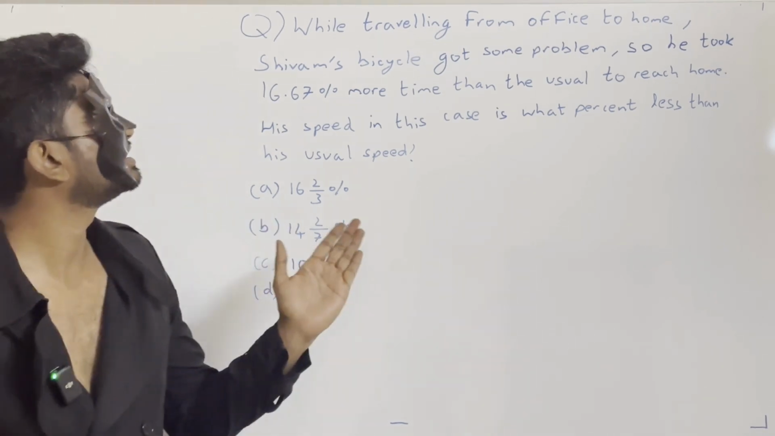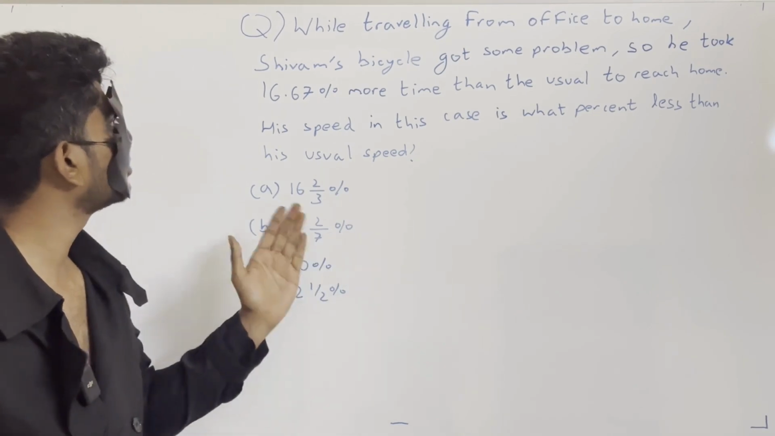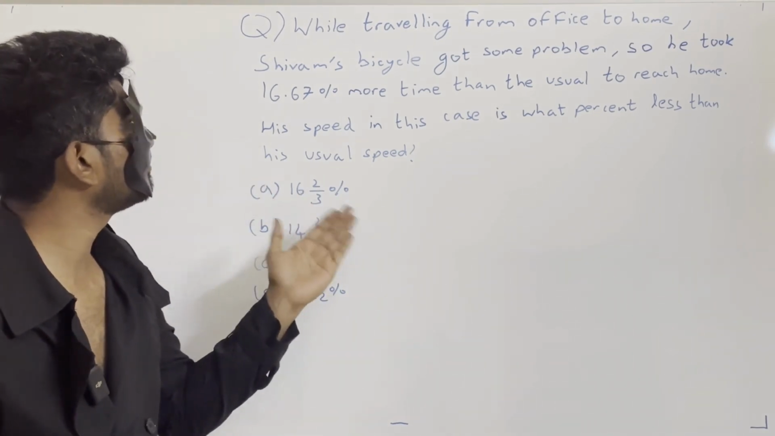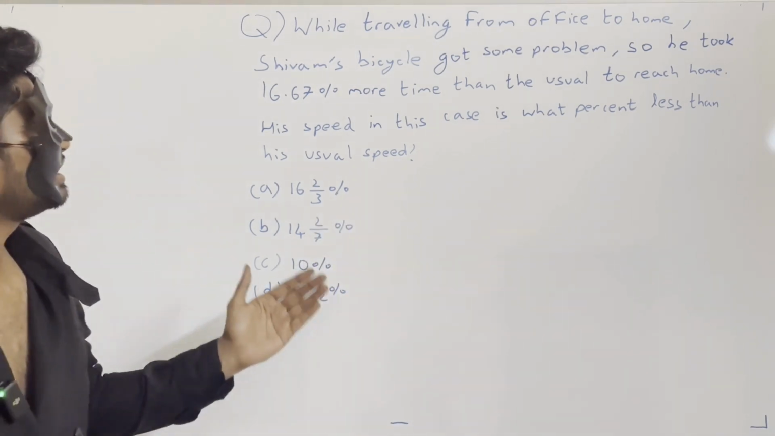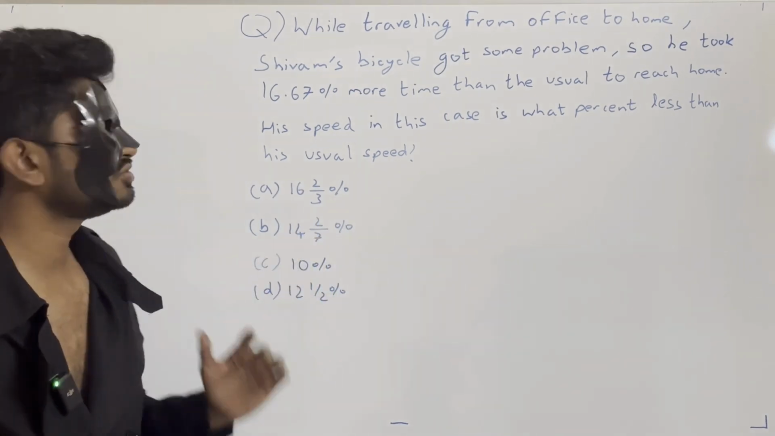So superhumans, the next question is: while traveling from office to home, Shivam's bicycle got some problem, so he took 16.67% more time than the usual time to reach home. His speed in this case is what percent less than his usual speed?